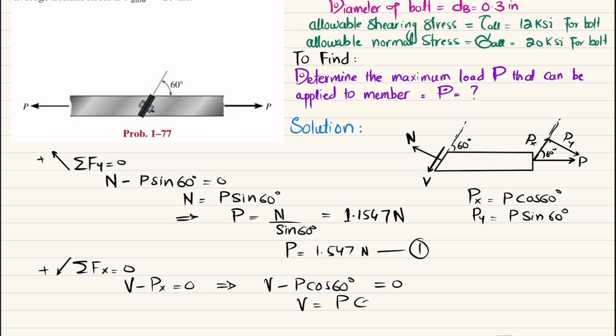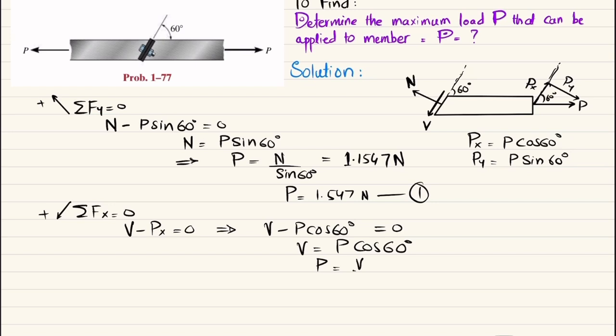So V is equal to P cos of 60 degree, and P will be equal to V divided by cos of 60 degree, and that will be equal to 2 times V. So I can write P is equal to 2V. This is your equation number 2.